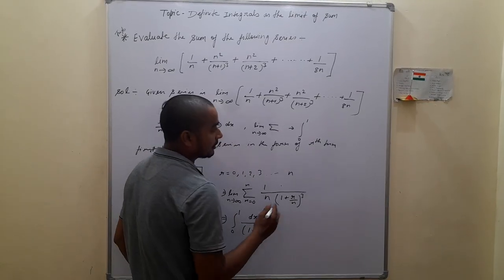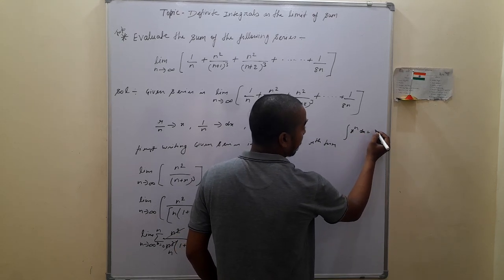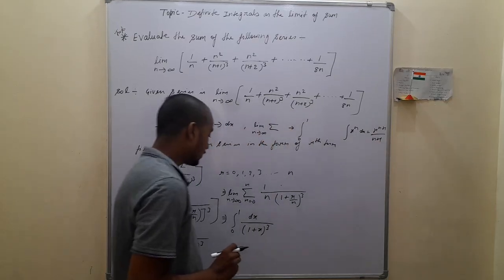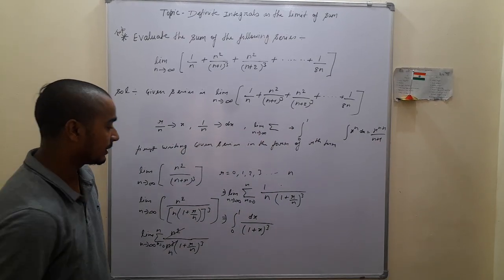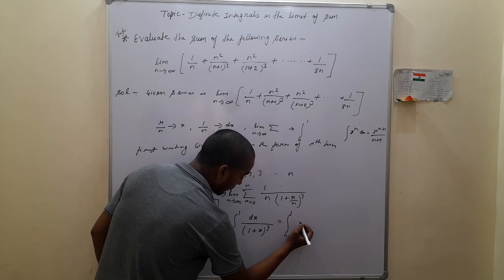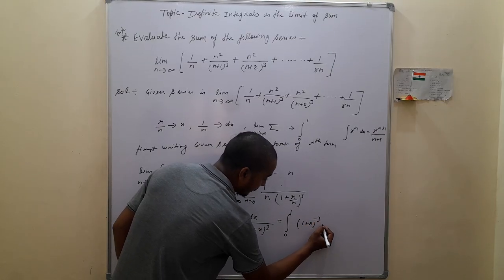So we use the following result. The integral of x to the power n dx is given by x to the power (n plus 1) upon (n plus 1). So we write the integral from 0 to 1 of (1 plus x) to the power minus 3 dx.